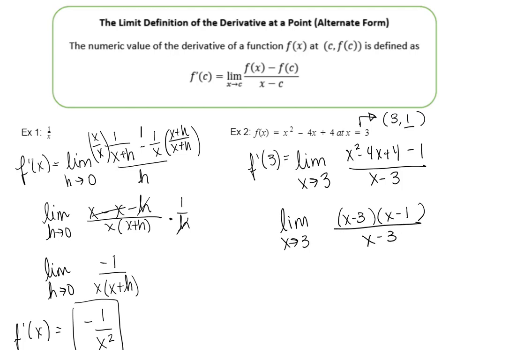Now, if I were to plug in or substitute 3 right now, you would see that I'd be dividing by 0. So it's not an indeterminate form, but it's undefined. So let's get that crossed out. And now I have the limit as x approaches 3 of x minus 1. And then I can just say that this is equivalent to 2. And we are good to go.